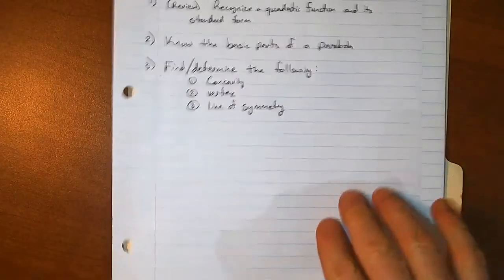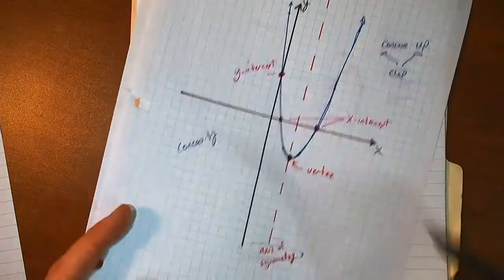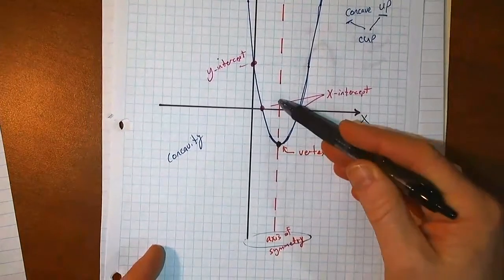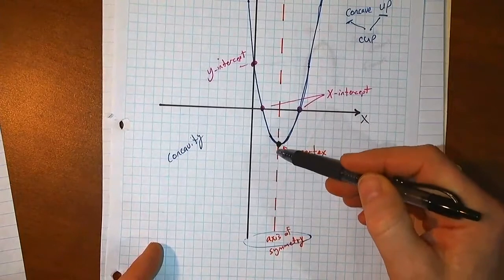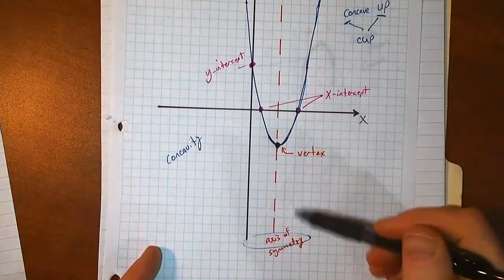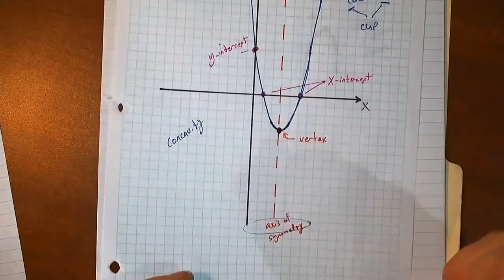Axis of symmetry and the vertex. Remember those two things, as I said a minute ago when we looked at the graph, they go hand in hand. The vertex and the axis of symmetry always go through the same point. The axis of symmetry goes through the vertex. So if you can find one, you can find the other.